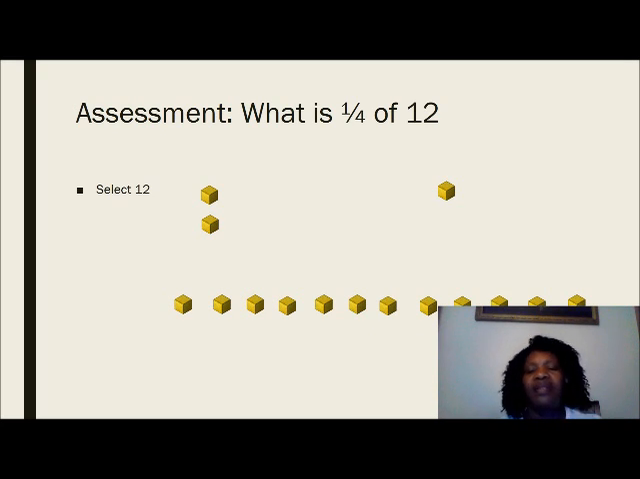Assessment. Think of yourself as a student and you have this question, what is 1/4 of 12? It has been explained to you. What would be the first thing you are going to do? Now, it shows us we're going to select the blocks and then we are going to group them. So let's do that together.